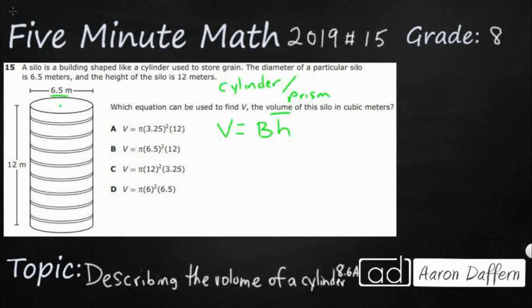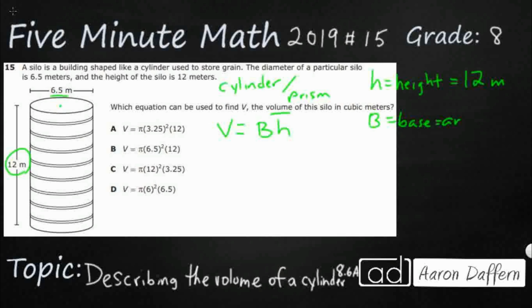V equals BH. And the H is pretty simple, right? This H equals the height. And they give us the height right here, 12 meters. So in this case, that's pretty simple, 12 meters. The tricky part equals the base. So the B equals the base, and actually it equals the area of the base.